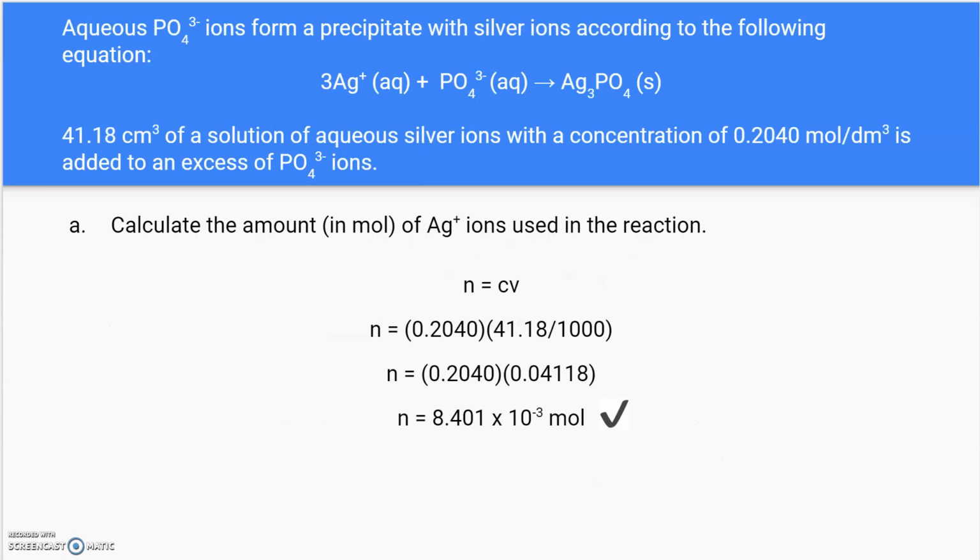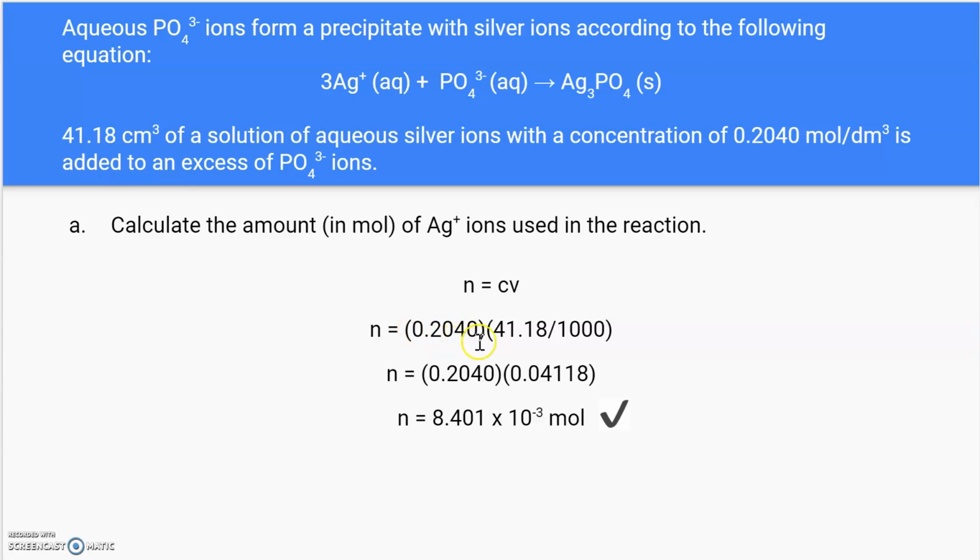So for part A, we need to use one of the most basic formulas in chemistry, which is moles equals concentration times volume. The question is asking for the amount of silver ions. Now, we have that a solution of aqueous silver ions has been added, and we have data on that aqueous solution. We know its volume, we know its concentration as well. So we can easily just plug those two values into the equation and solve for moles.